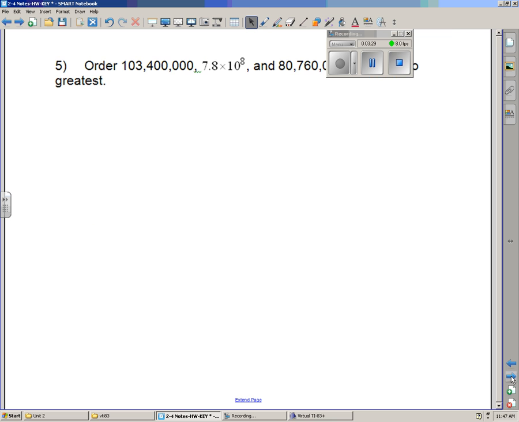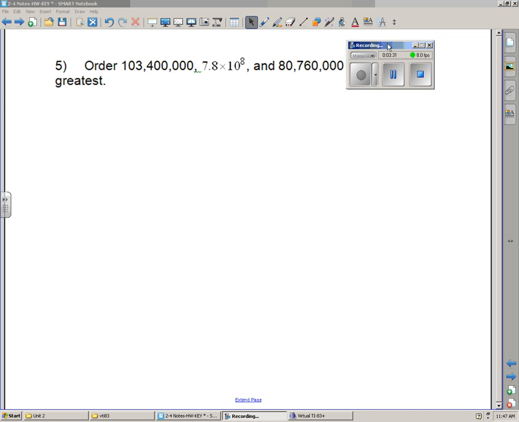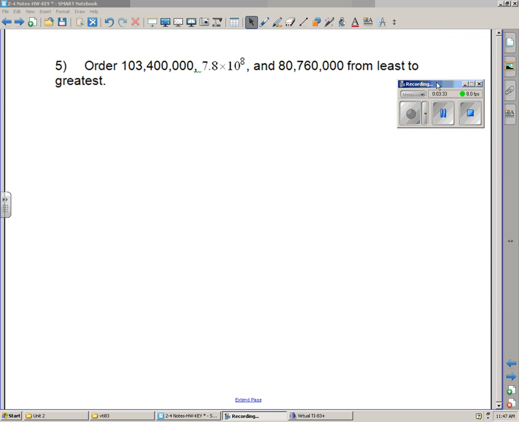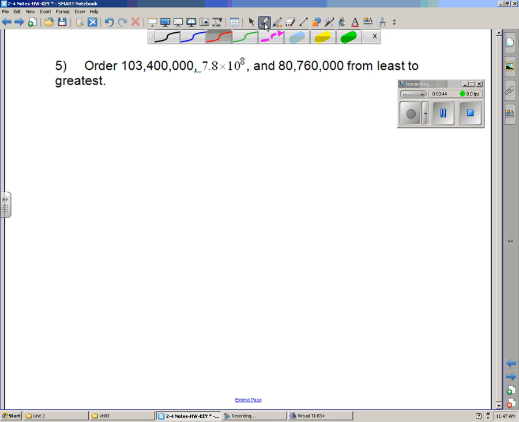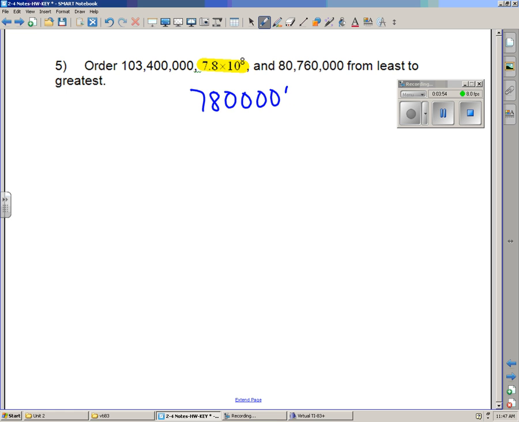You might be asked to order some numbers from least to greatest, which means you can either put the numbers in scientific notation or take them out. Either way, it should be fine. So I think I'm going to take the number in the middle out of scientific notation, just because that's the only number that's in scientific notation. So this number actually right here would be 7, 8, and 7 zeros. And then I could put in my commas.